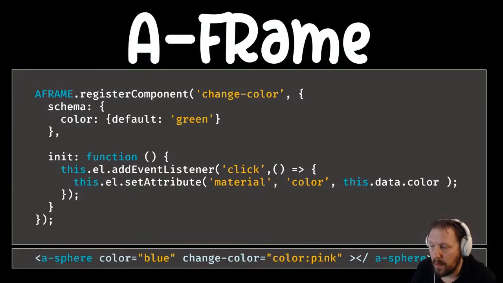You can give parameters to your A-Frame components through the schema. These are basically the attribute values you can pass. You can give it a default. So in this case, when there's no value for color given, it will be green. And you can give strings or integers or vectors as parameters for the data in the schema.